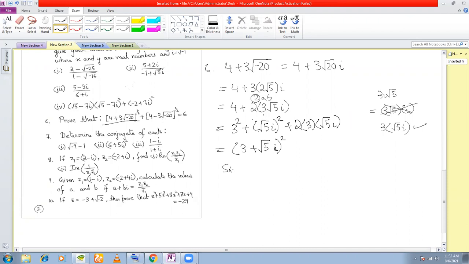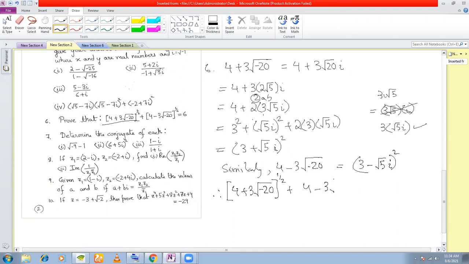Right? So similarly, 4 minus 3 root minus 20 is equal to, I can write just 3 minus root 5i whole square, right? So therefore, the given expression, 4 plus 3 root minus 20 to the power of half plus 4 minus 3 root minus 20 to the power of half, you can write this as 3 plus root 5i square.